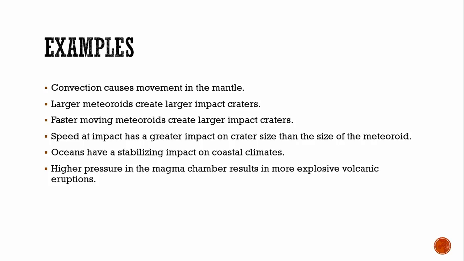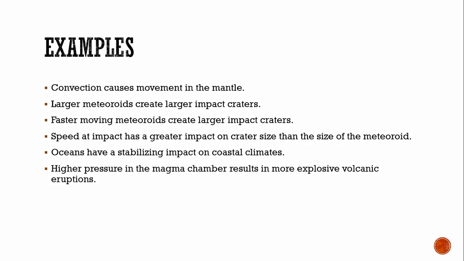It's a bigger idea. How does this impact that? And then we can collect data. We can look at the data from how big was the meteoroid, how big is the impact crater. We can collect data to prove that's true. Faster moving meteoroids create larger impact craters. Also something that we can measure. Speed at impact has a greater impact on crater size than the size of the meteoroid. Also something that we can measure, right? And we can compare, and we can come to that conclusion.